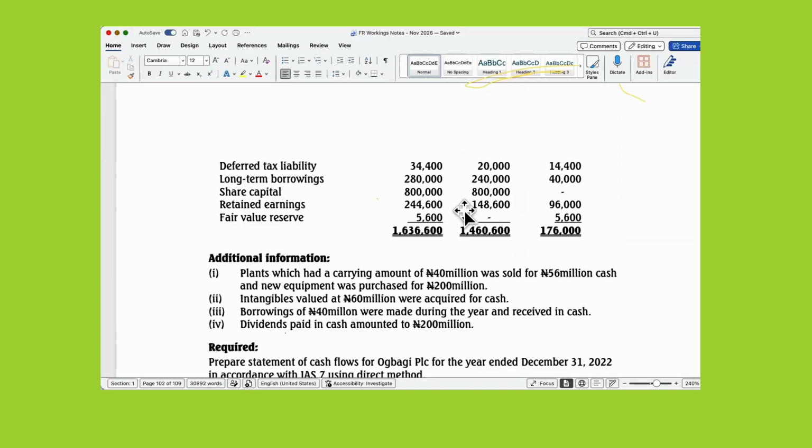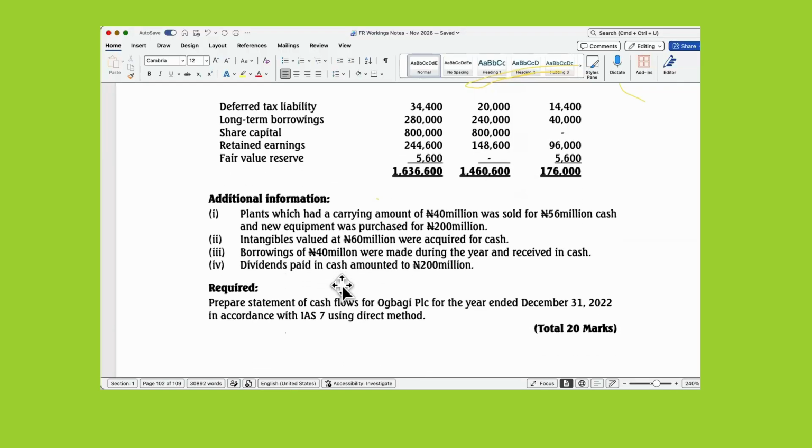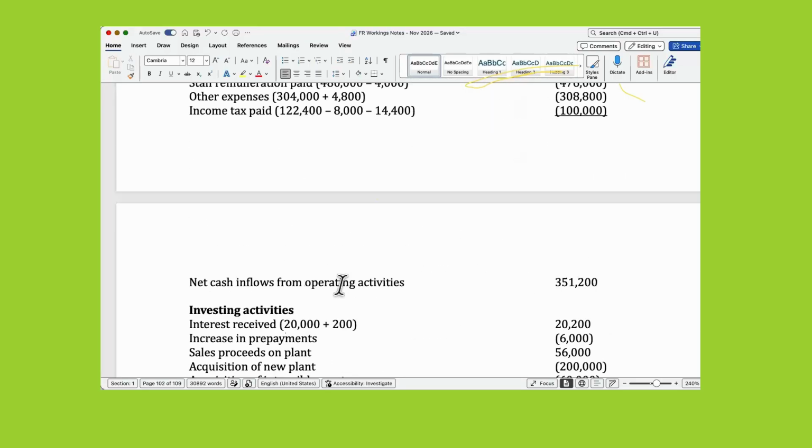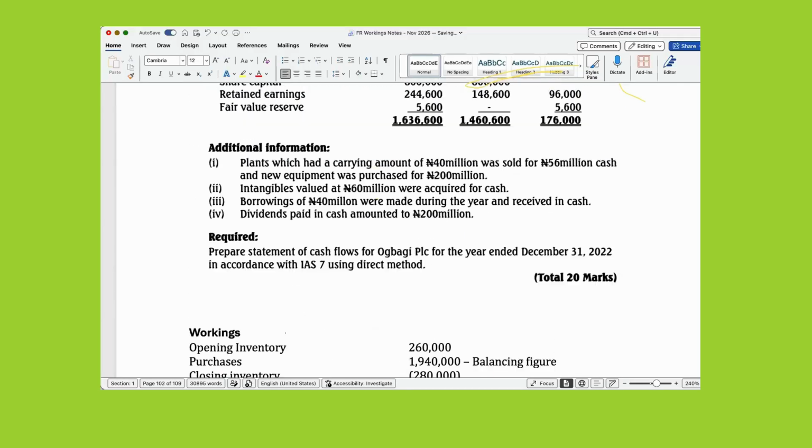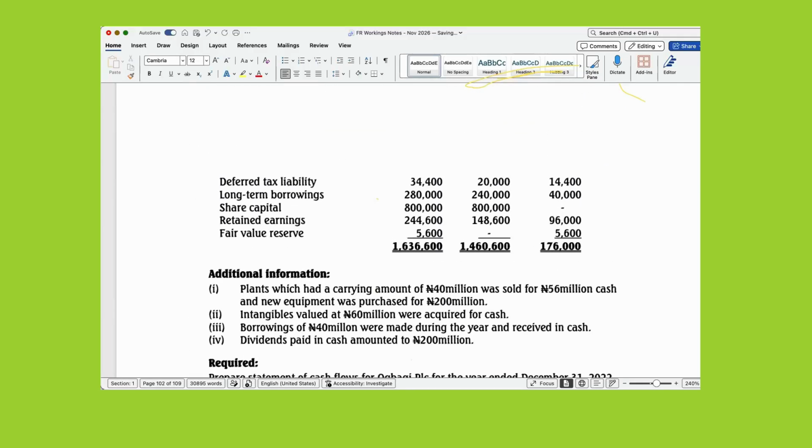Retained earnings: the movement here is going to be dividend. I already reconciled it, and they already told me in note 4 that there's a dividend of 200 million. So, dividend paid, 200 million. Finally, there is fair value reserve, which you said this movement is a non-cash item, so I'm going to ignore that.